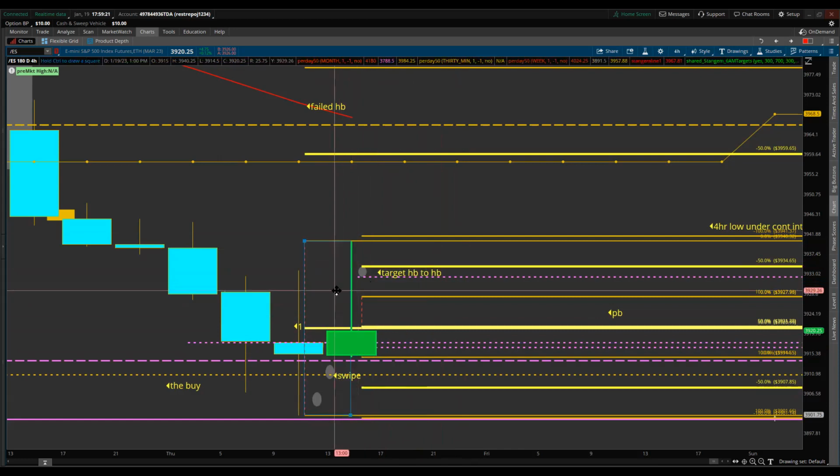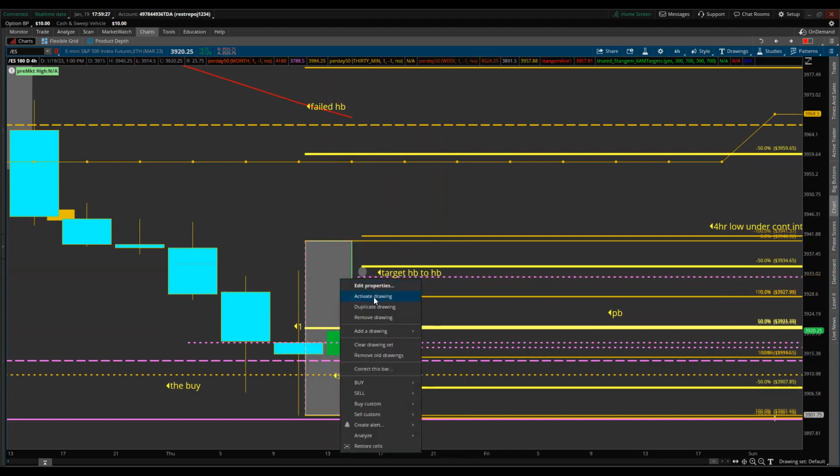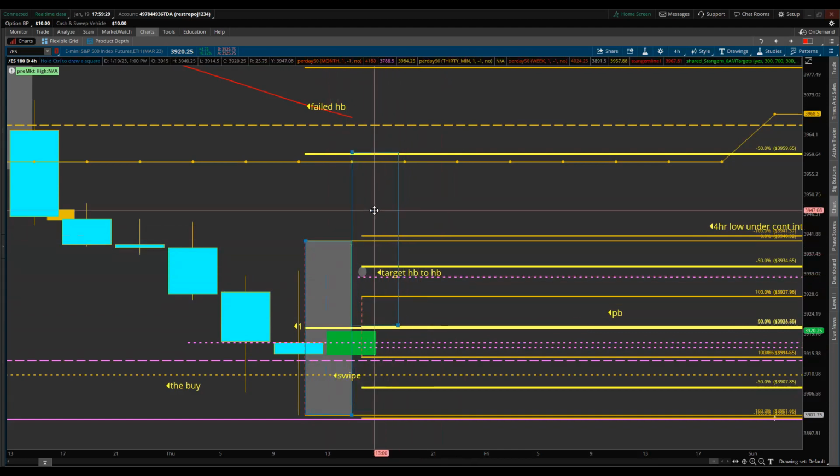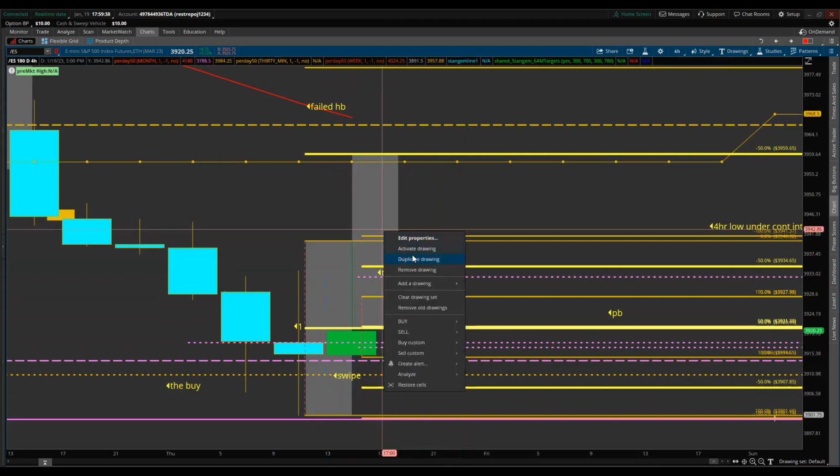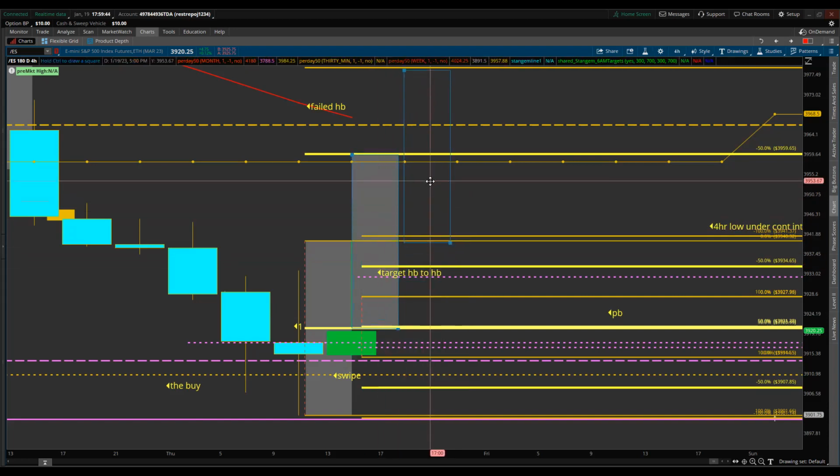Do your boxes. As price goes out of the box, you start adding your next box, duplicate it, because I set up the night before since I don't really trade Asia, even though I've been logged in, watching it. And then remember, highs become halfbacks if we go above them, and then there are their lows. So right here.